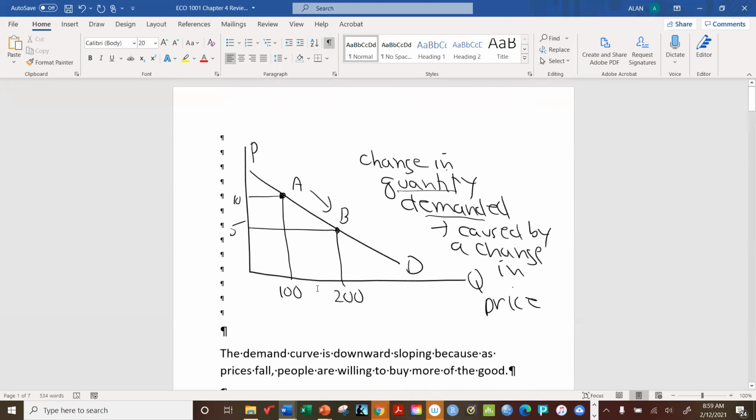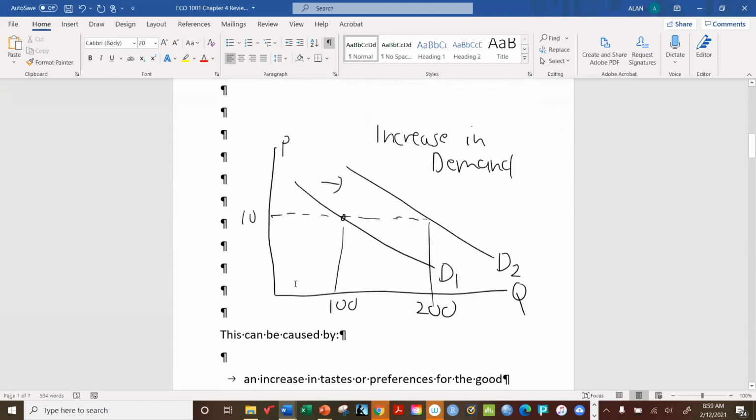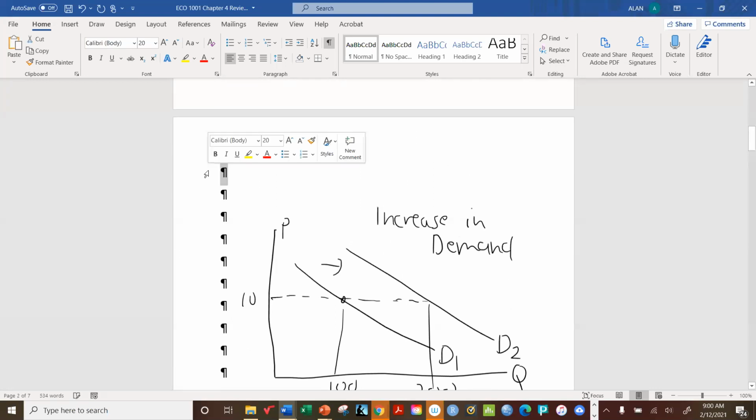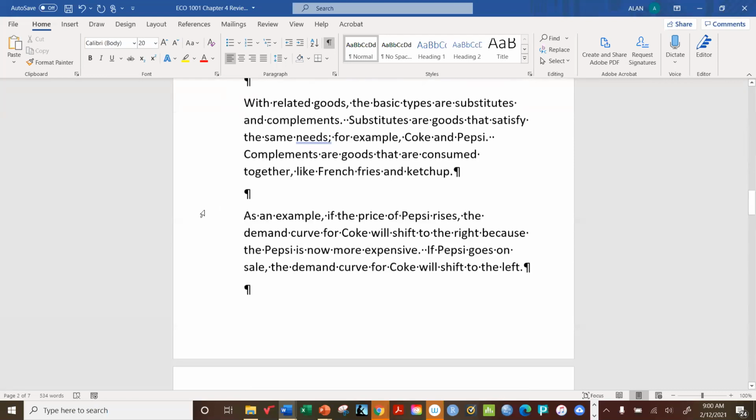All right, perfect. Now we're going to do the same thing for the supply curve. The supply curve is different because this is coming from the producers of the good, and they are just trying to make money.